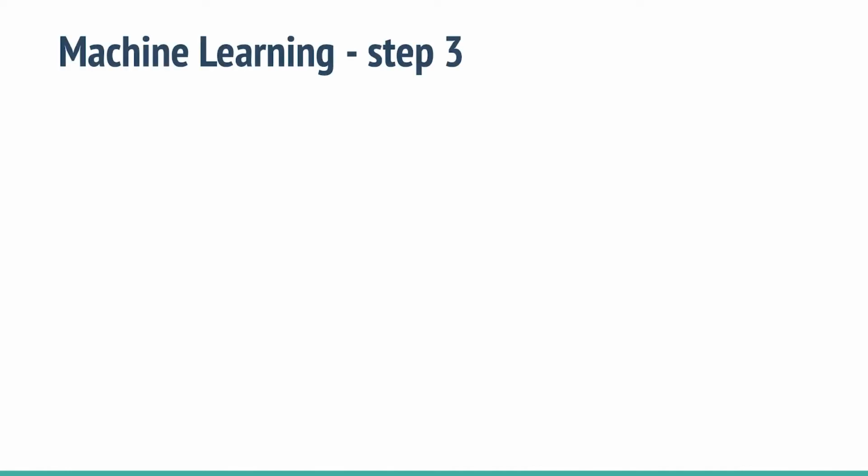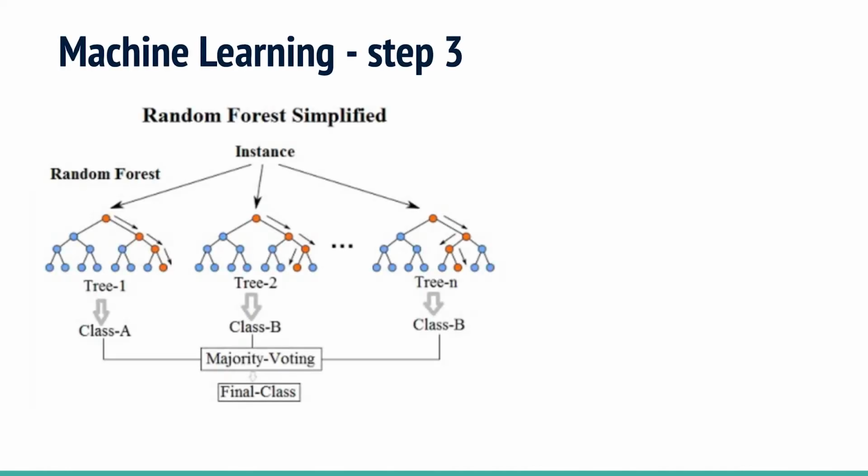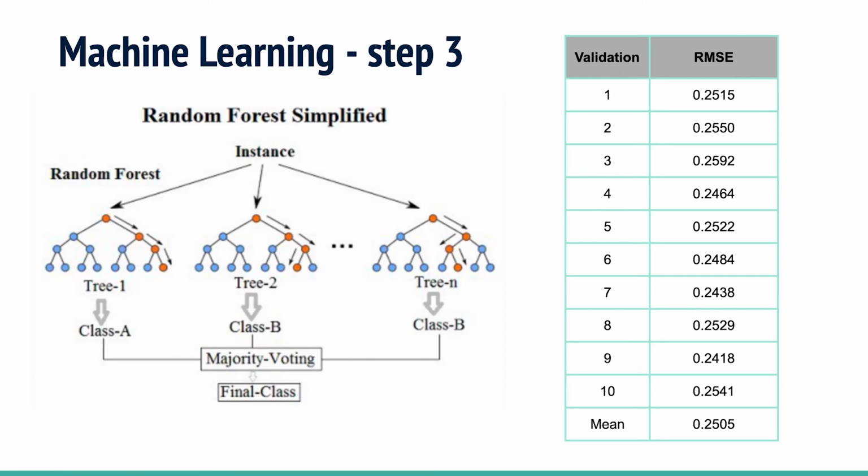The model generation part is the core of machine learning. We use the random forest algorithm. 80% of the data is used for training and 20% for testing. With 10-fold cross-validation, the mean RMSE is 0.25, and the predicted value is the fire risk factor, which is a decimal between 0 and 1.